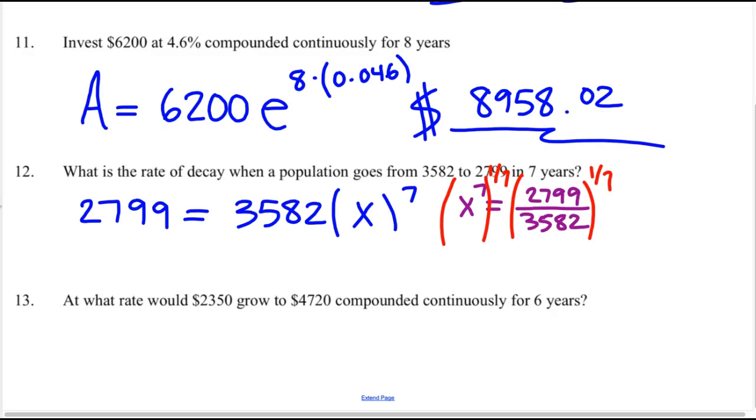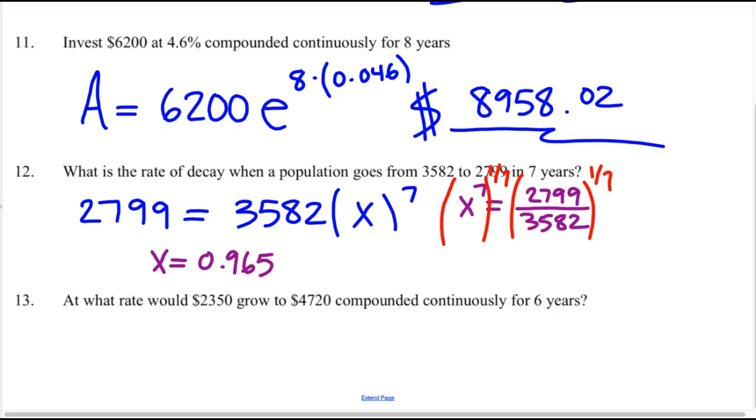So take 2799 divided by 3582 to the power of 1/7. It's going to give me 0.965. Okay, so my x is 0.965 if I round it to the nearest thousandth.